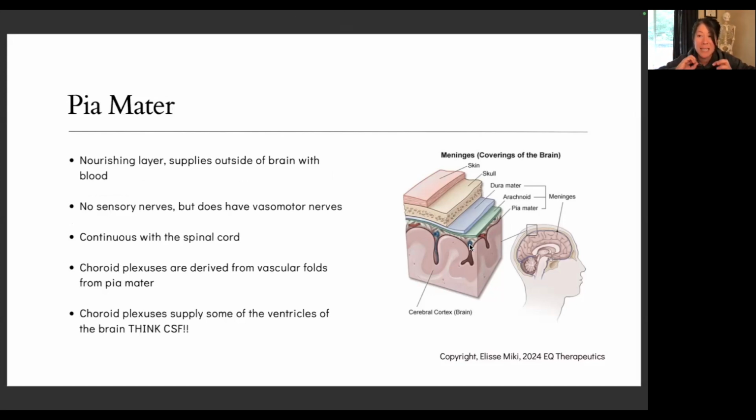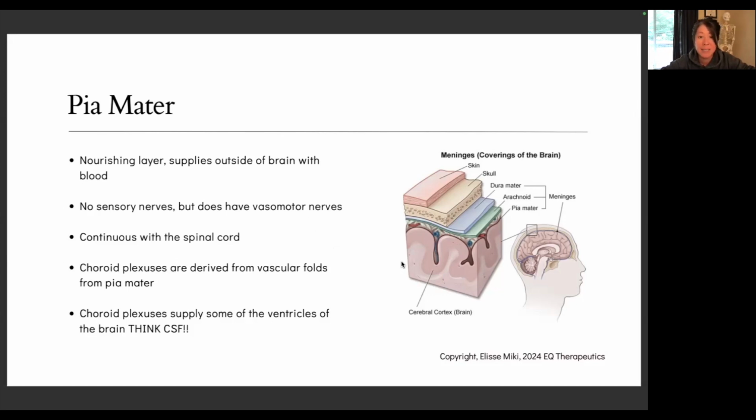Now this is like the nourishment layer. It's going to be actually feeding and supplying the outside of the brain with blood. So it also does not have sensory nerves, so we're not going to be picking up pain stimuli there, but it does have vasomotor nerves, meaning blood vessel innervation, because it is providing, as you can see in some of the red in here, blood supply to the brain and also venous return, so taking blood away.